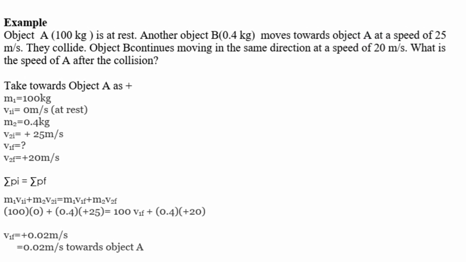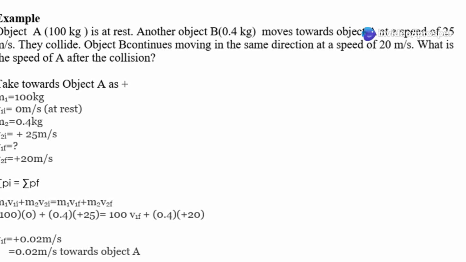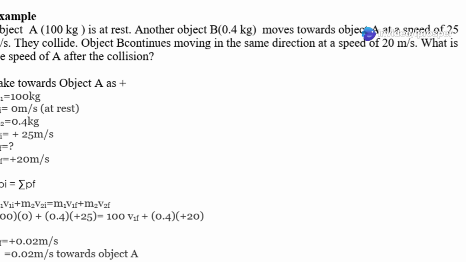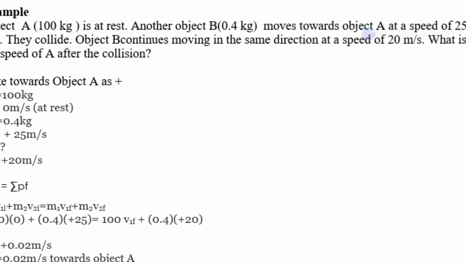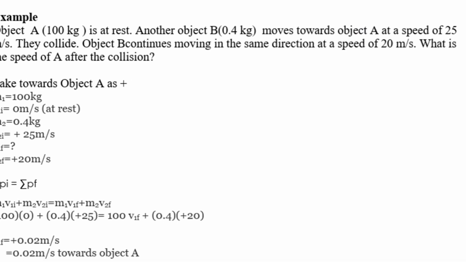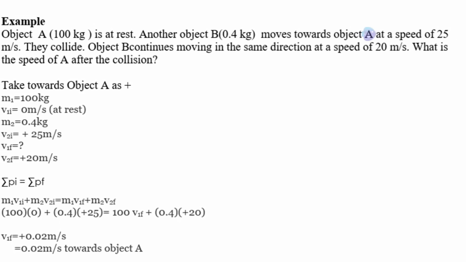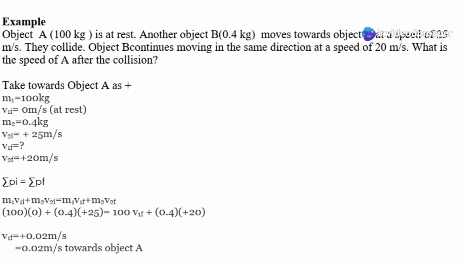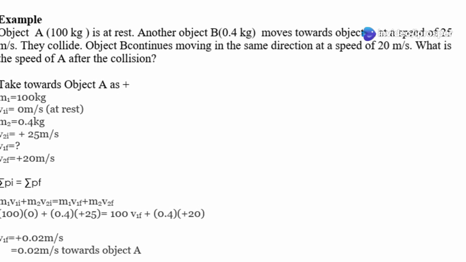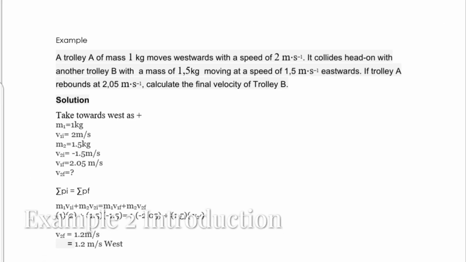Sigma pi equals sigma pf. Mass 1 times initial velocity of mass 1 plus mass 2 times initial velocity of mass 2 equals mass 1 times final velocity of mass 1 plus mass 2 times final velocity of mass 2. 100 times 0 plus 0.4 times plus 25 equals 100 times final velocity of mass 1 plus 0.4 times plus 20. Final velocity of mass 1 equals plus 0.02 meters per second, which equals 0.02 meters per second towards object A.